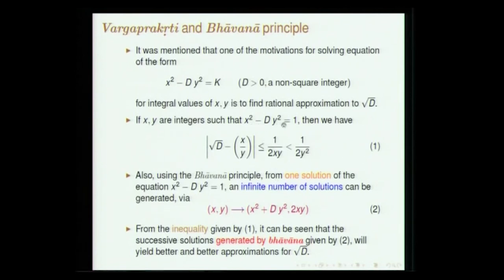So, this is the equation you start with. As you can see, if x and y are sufficiently large, root d is going to be x by y. This is how we start in order to get better and better approximations. Even if it is not, after a few convergences you will see that it will be very close to root d.